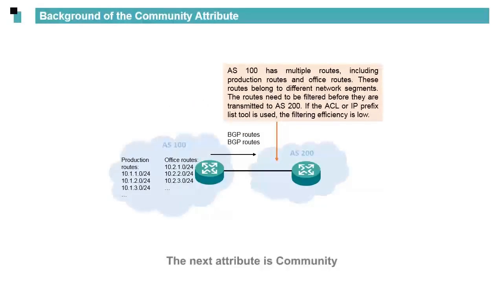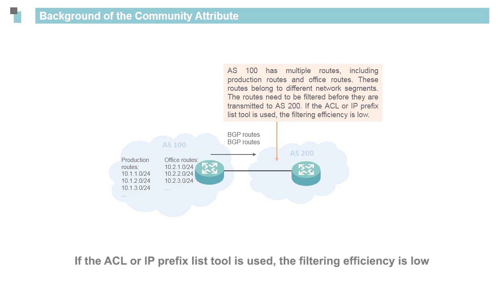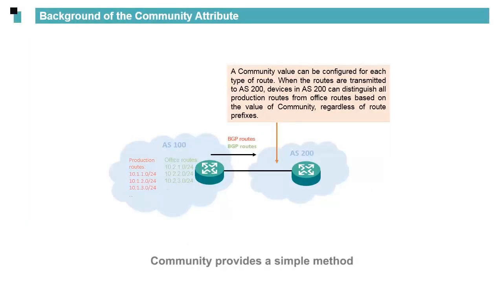The next attribute is community, which is a common attribute on large-scale networks. On the network shown in the figure, AS100 has multiple routes, including production routes and office routes. These routes belong to different network segments. The routes need to be filtered before they are transmitted to AS200. If the ACL or IP prefix list tool is used, the filtering efficiency is low. Community provides a simple method.